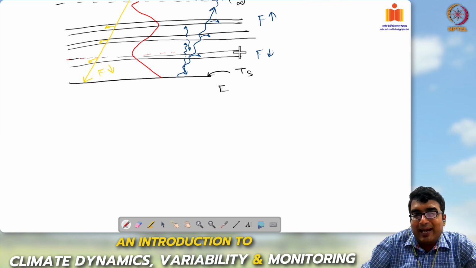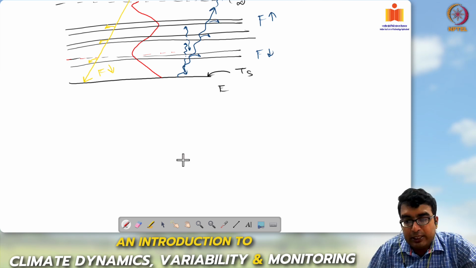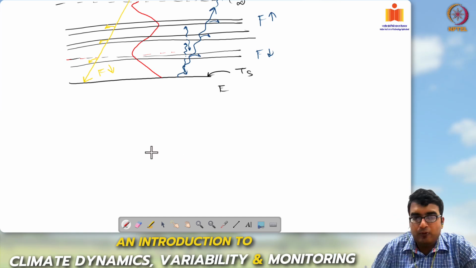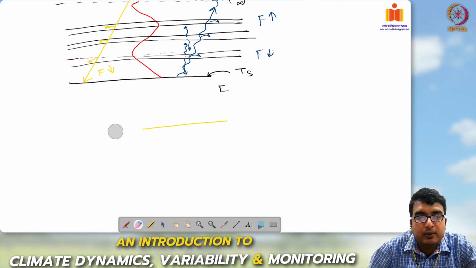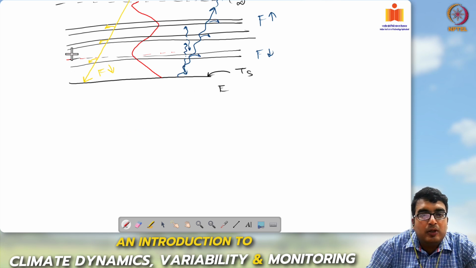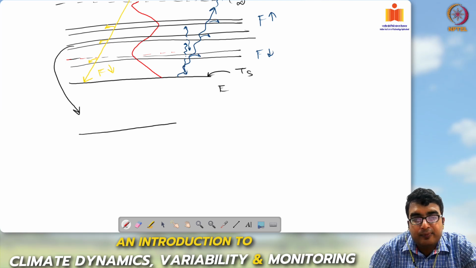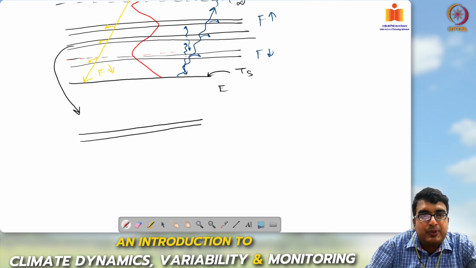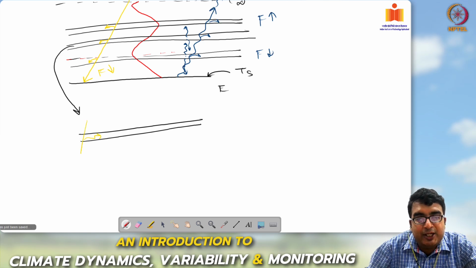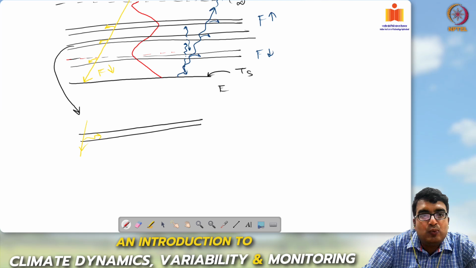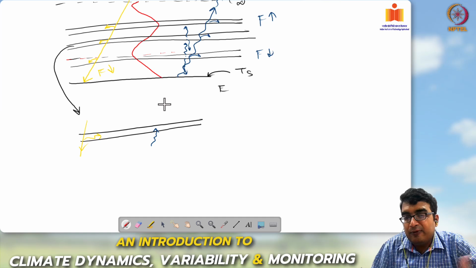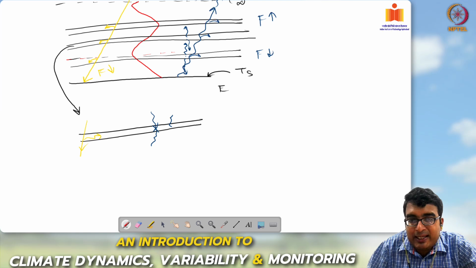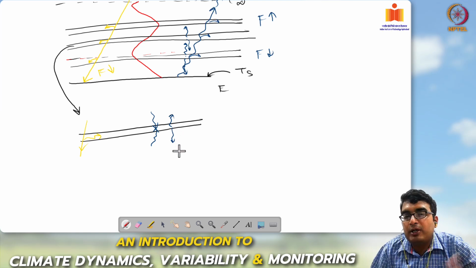Now, if you look at these layers individually and do an energy balance, what will you find? If we take any one of these layers, this layer will be absorbing part of the solar shortwave radiation as it passes. It will also be absorbing infrared radiation coming from the top and the bottom, and it will itself be emitting infrared radiation outwards and downwards.